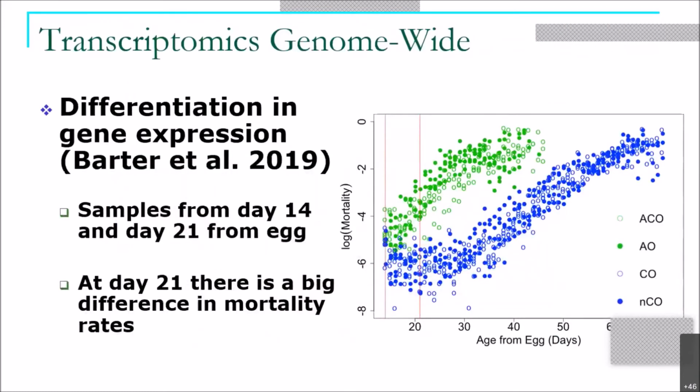Then we looked at the differentiation of these populations with respect to transcripts, at day 14 and 21. And from here on, we're going to focus on the day 21 data, because that's where we have a really big phenotypic difference in mortality rates. Basically, at that point in time, the C populations are in the middle of a 2-week period where they're not aging, whereas the A populations are rampantly aging at day 21.